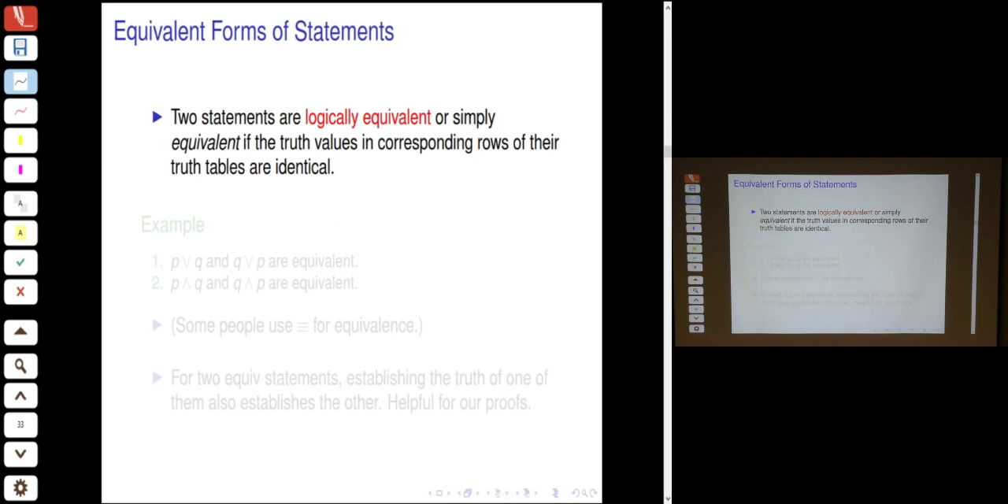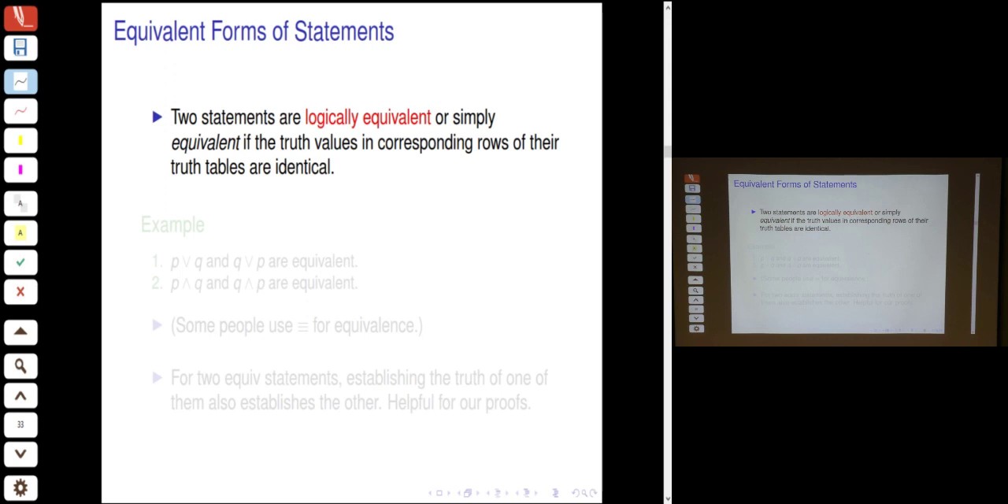From time to time I'll talk about two statements being logically equivalent. Two things are, as far as the truth is concerned, the same. Sometimes we just simply say they are equivalent. The definition is, if the truth values in the corresponding rows of their truth tables are identical.